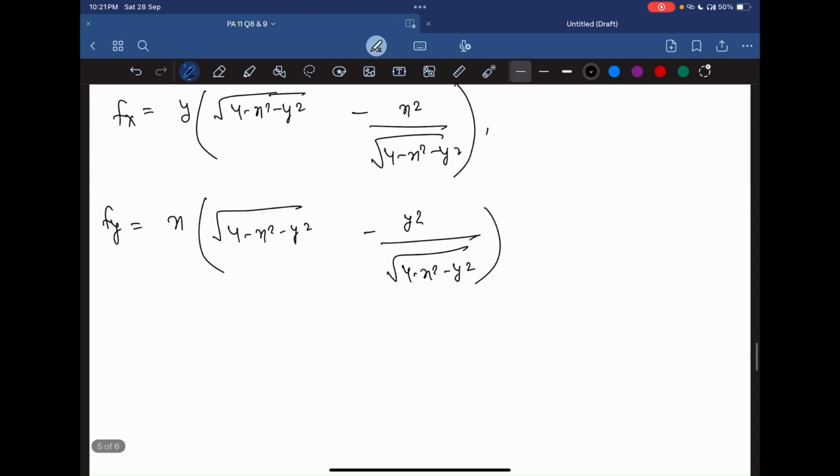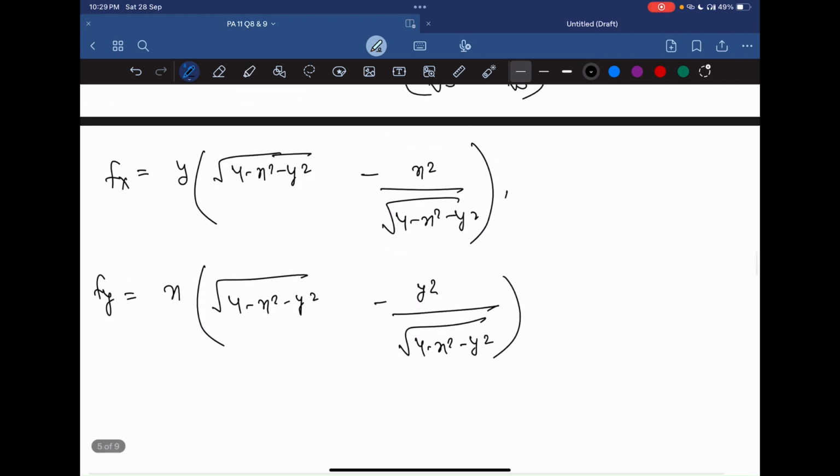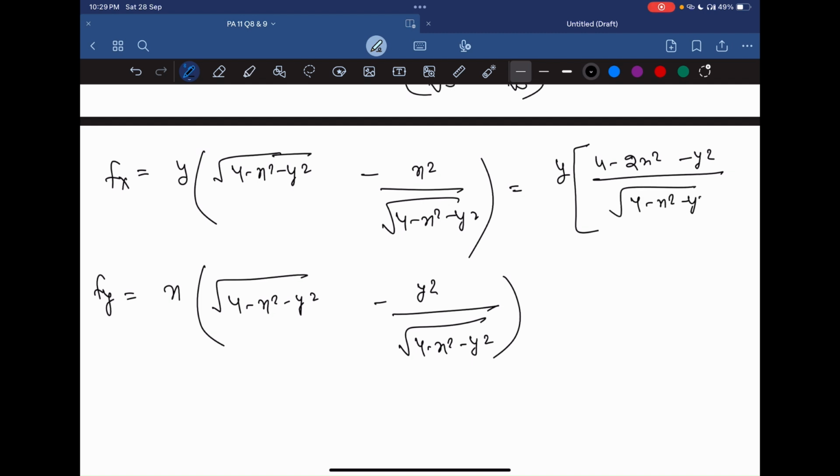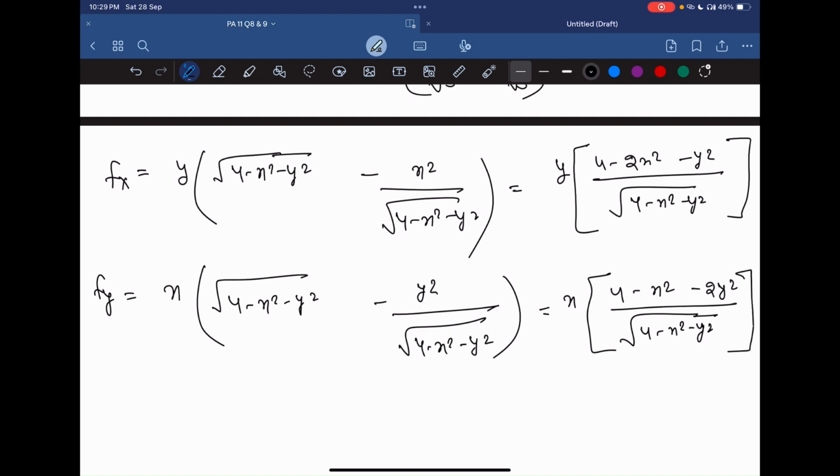So this was our partial derivative with respect to x and y. So maybe we can first simplify this partial derivative as y into 4 minus 2x square minus y square divided by under root 4 minus x square minus y square, and similarly here it would be x into 4 minus x square minus 2y square divided by square root 4 minus x square minus y square. So these are the partial derivatives.